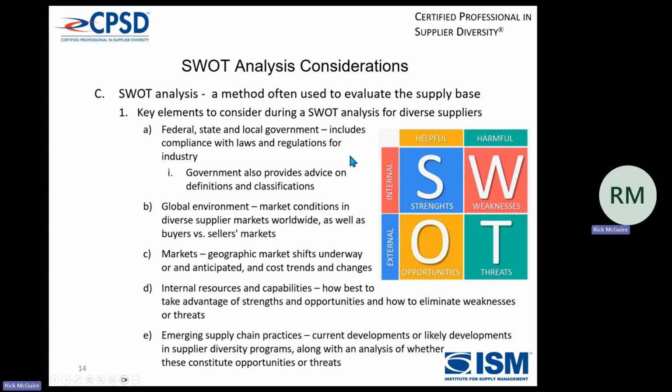So key elements to consider: compliance with laws and regulations. Government also provides advice on definitions and classifications. Global environment, market conditions in diverse supplier markets. Geographical market shifts. Internal resources and emerging supply chain practices. Usually with a SWOT, you're going to look at a single company and how it relates to the industry.